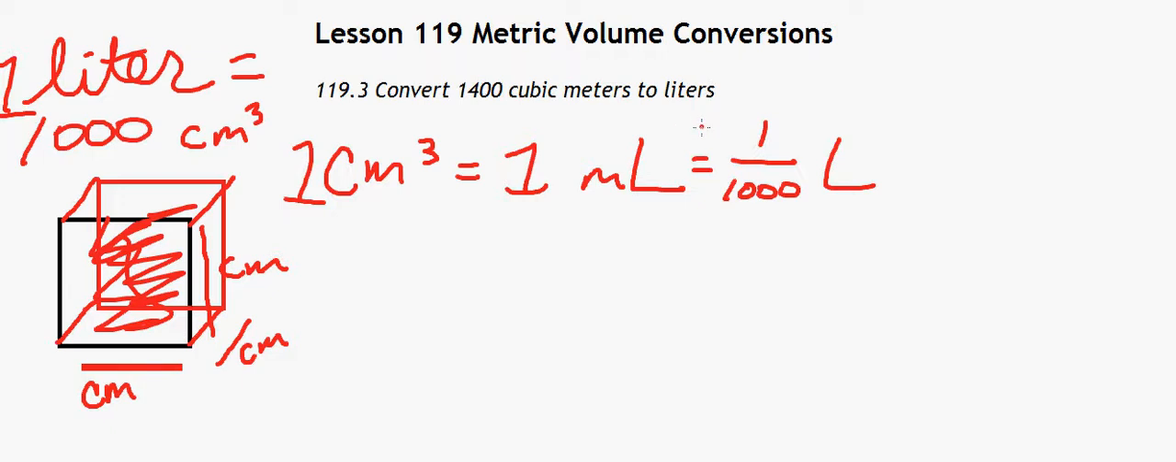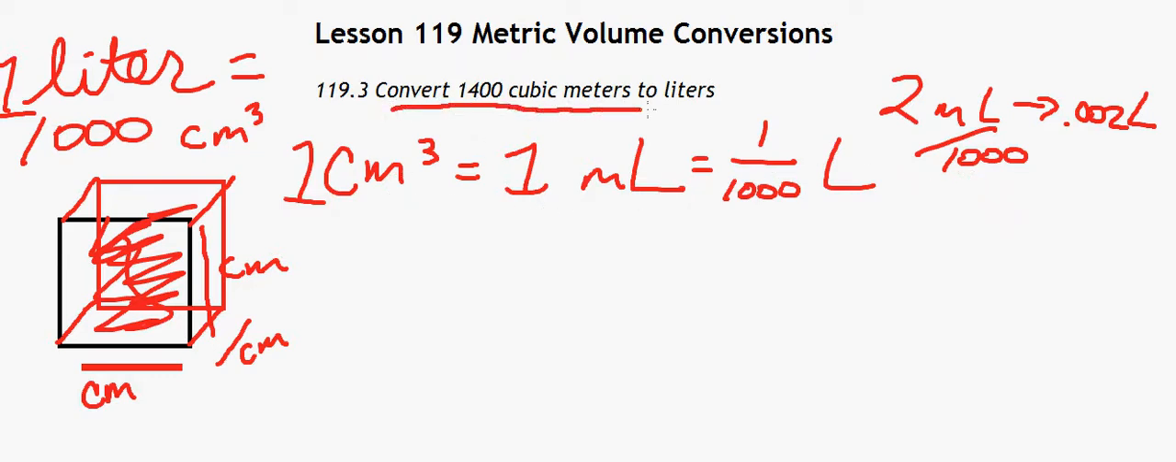So if it's asking us how many liters are in, let's say, 2 milliliters, that's just going to take dividing my milliliters by 1,000. Divide it by 1,000, and you get 0.002 liters, or 2 over 1,000 liters, or 1 over 500th of a liter. But let's say we've got something like 119.3 on page 376.